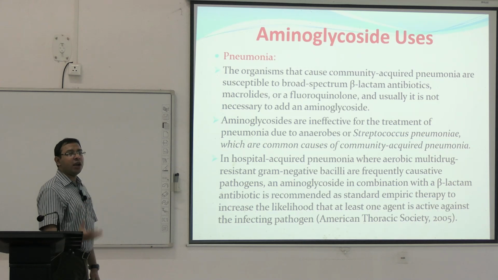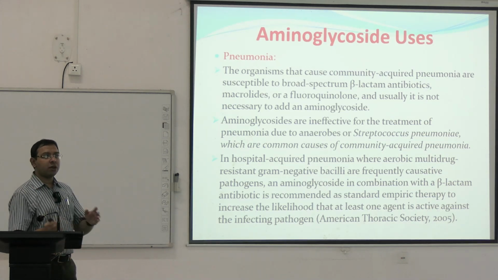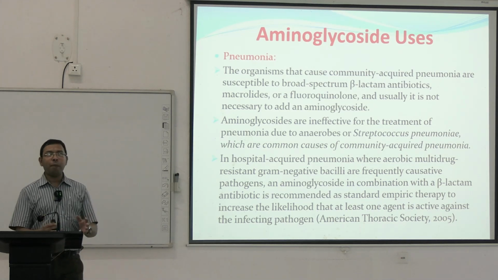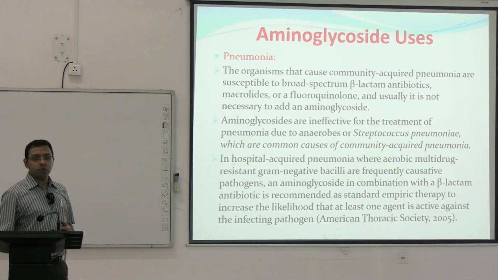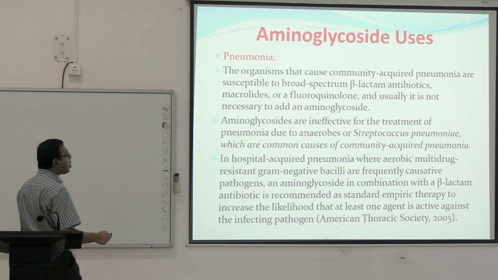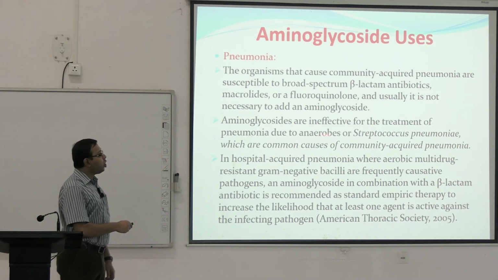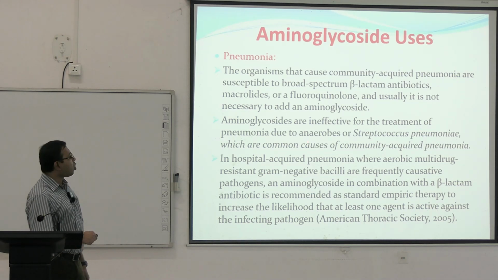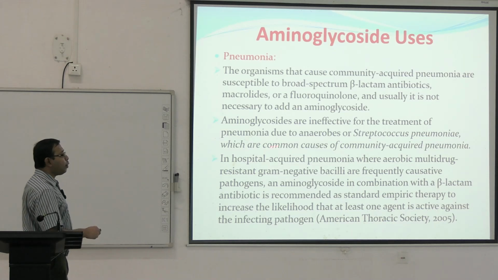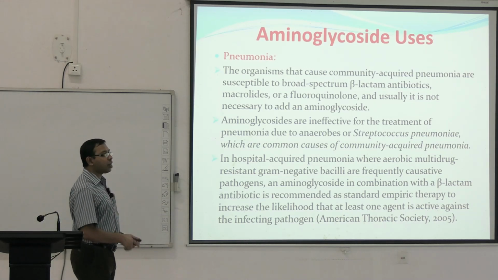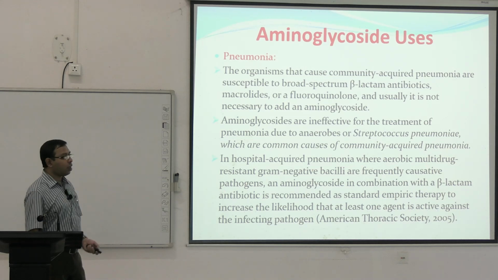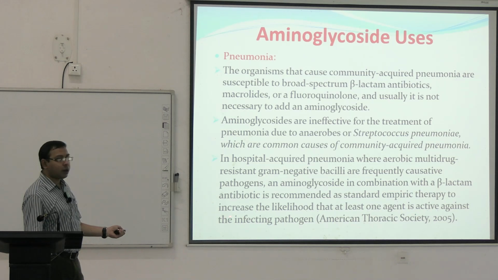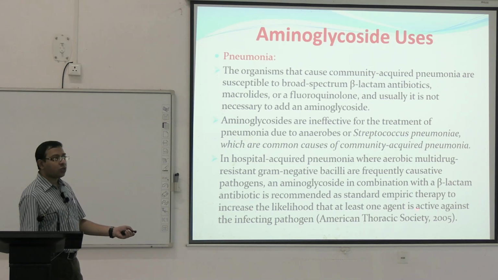Pneumonia, already we have discussed. Severe pneumonia or hospital acquired pneumonia, where the patient is already admitted or on a ventilator, and community acquired pneumonia. They mainly respond if we combine the aminoglycoside with cell wall active agents. Aminoglycosides are ineffective for the treatment of pneumonia due to anaerobes. Already we have seen they are not active against anaerobes, or streptococci, which are a common cause of community acquired pneumonia. In hospital acquired pneumonia, where aerobic multi-drug resistant gram-negative bacilli are frequently the causative pathogen, an aminoglycoside with a beta-lactam antibiotic is recommended as a standard empiric therapy to increase the likelihood that at least one agent is active against the infective pathogen.